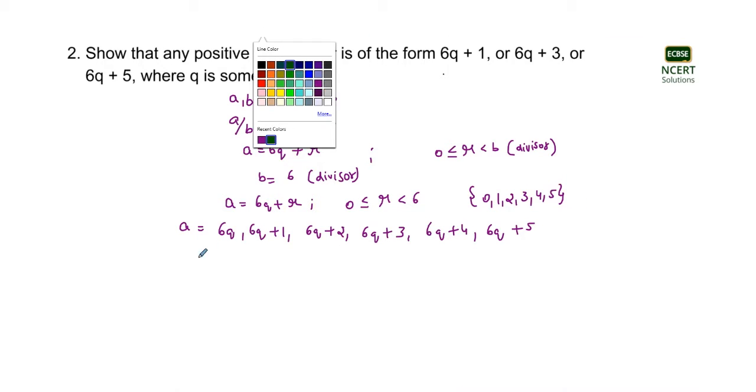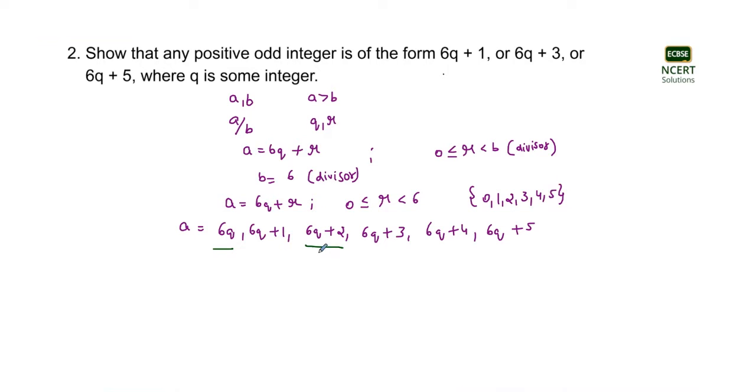Now, on clearly observing the forms 6q, 6q plus 2 and 6q plus 4, the common thing we observe in these three forms is that they are multiples of 2. We can say this because these three forms can be written as 2 into 3q, 2 into 3q plus 1, and 2 into 3q plus 2. Since these three forms are multiples of 2, they form even numbers.